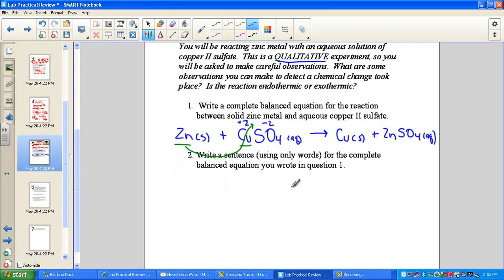Write a sentence for the complete balanced equation you wrote up here in question 1. I want to read this in terms of a balanced equation. I would start by indicating the state of matter, solid, and the element zinc. That's these 2 symbols taken together, solid zinc. Then I see the plus sign. I know that stands for reacts with. CuSO4 AQ. You'll need to write that out as aqueous copper 2 sulfate.